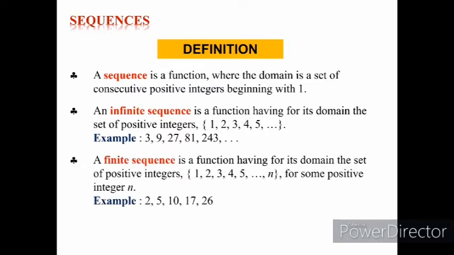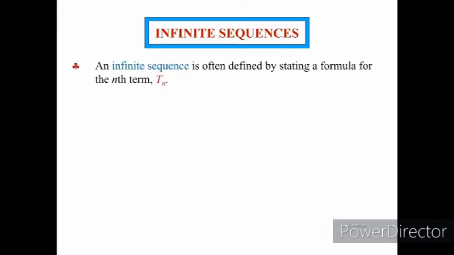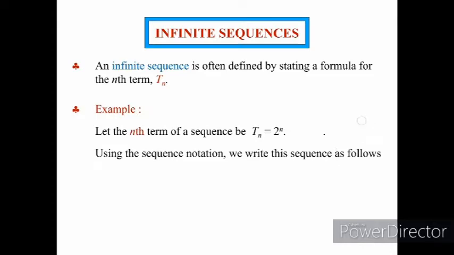On the other hand, a finite sequence is a function having for its domain the set of positive integers, 1, 2, 3, 4, 5, until we reach n, for some positive integer n. An infinite sequence is often defined by stating a formula for the nth term, Tn. For example, let the nth term of a sequence be T of n equals 2n. Using the sequence notation, we write this sequence as follows.